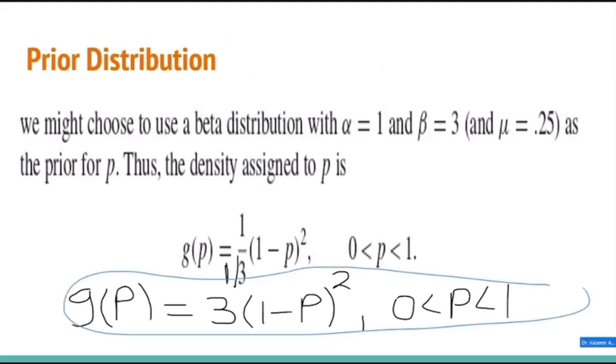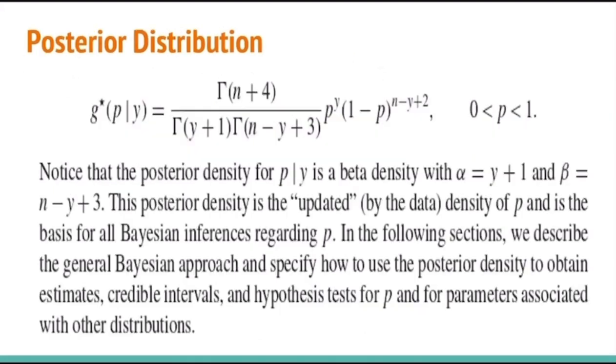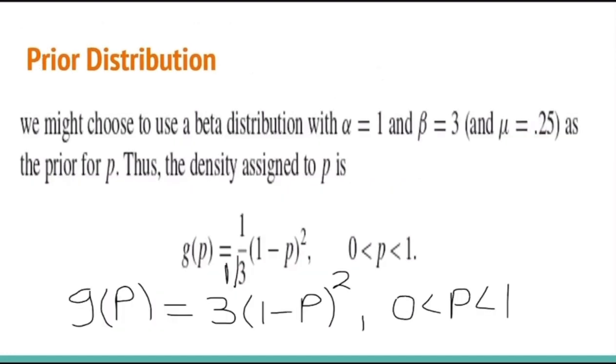So, based on alpha equal to 1, beta equal to 3 now, our prior distribution g of p is going to be equal to 3 times 1 minus p, all squared. Okay, that's the prior distribution. Now, if I combine the prior distribution here, I'm actually going to do something. Our prior distribution here is 3 times 1 minus p, all squared, right?